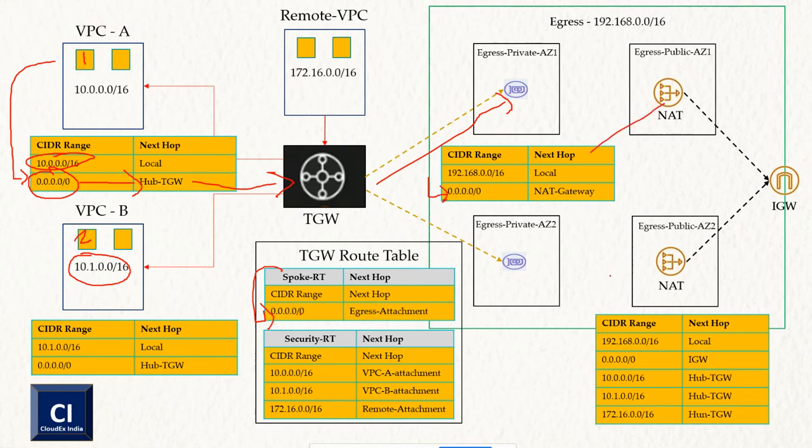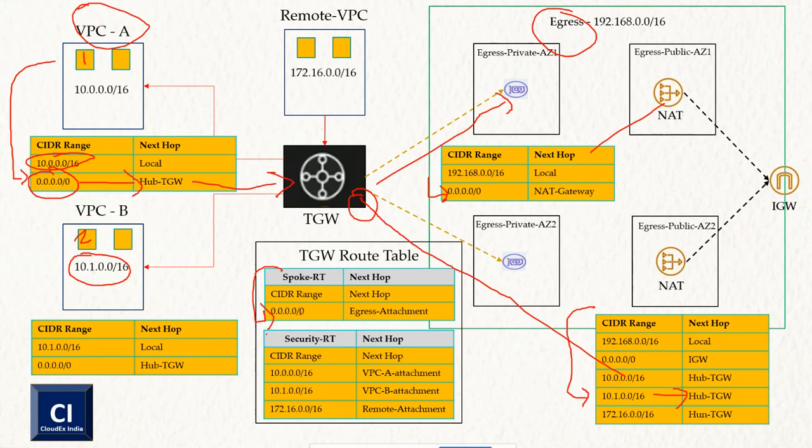Under this, NAT will see who the requester is. The requester is VPC A, and it wants to go to VPC B, which is 10.1.0.0/16. It will follow its local route table and see, oh, I have a route 10.1.0.0/16, which is pointing to the hub transit gateway. It will come to the hub transit gateway. The hub transit gateway will see who the requester is. The requester is egress VPC. It sees where egress VPC is associated.